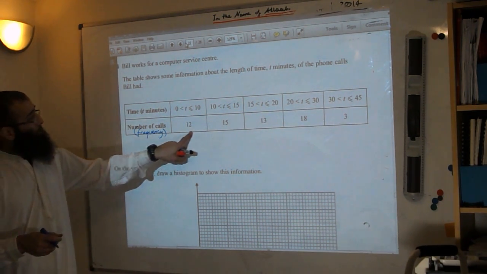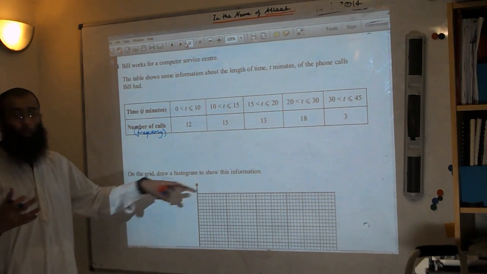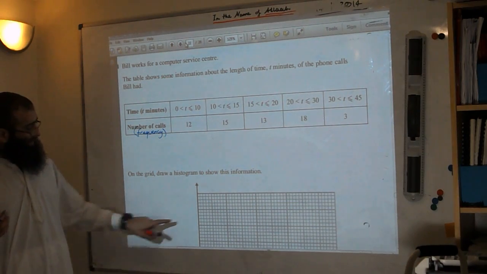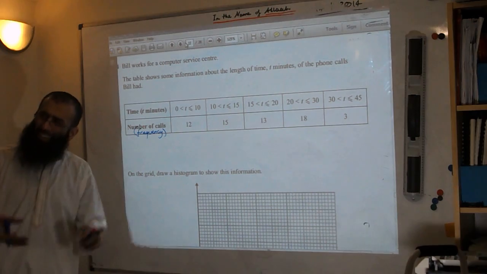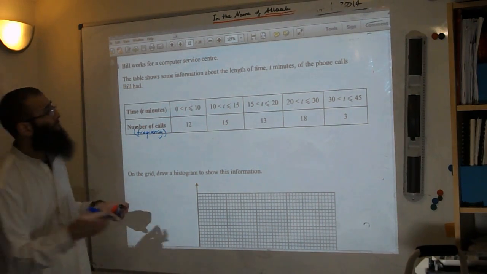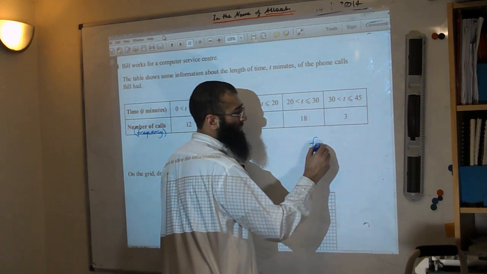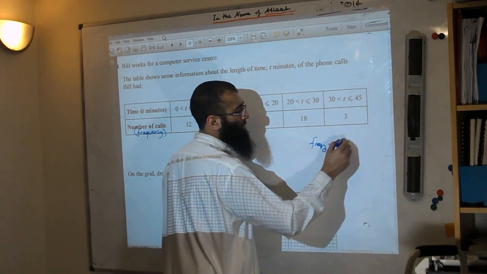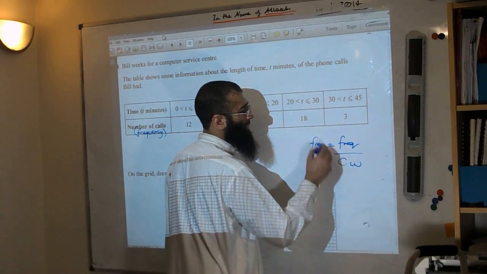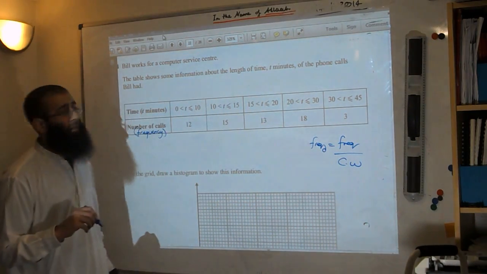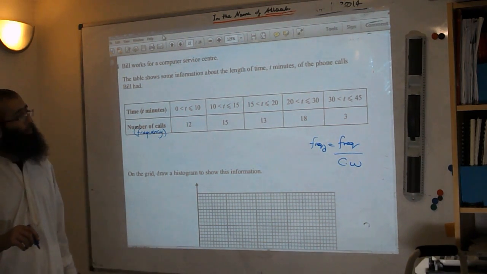What we need to do when you do a histogram is talk about frequency density. Is that label on the diagram, by the way? Yeah, it is. If you see the words frequency density on your diagram, it's definitely a histogram. So let's work out the formula. The frequency density is equal to the frequency divided by the class width. That's the formula. So we need to work out the frequency density.